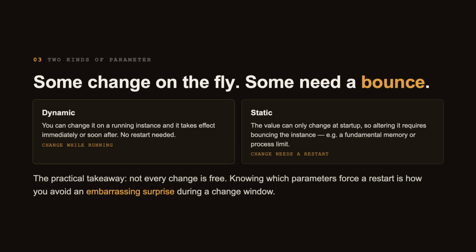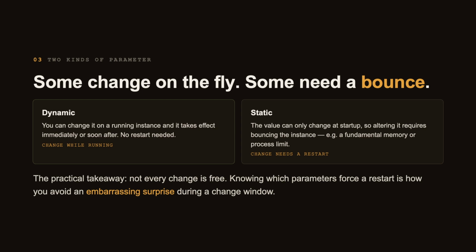There's a second split worth knowing. Some parameters are dynamic and some are static. A dynamic parameter can be changed on a running instance, and it takes effect immediately or very soon after, no restart required. A static parameter can only change at startup, so if you want to alter it, you have to bounce the instance. A good example of a static one is a parameter controlling a fundamental memory or process limit.